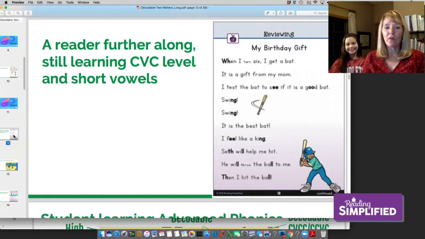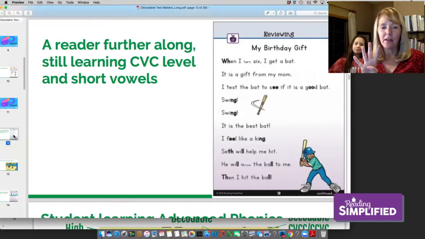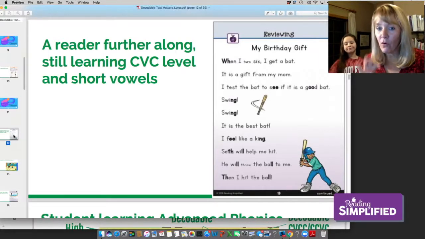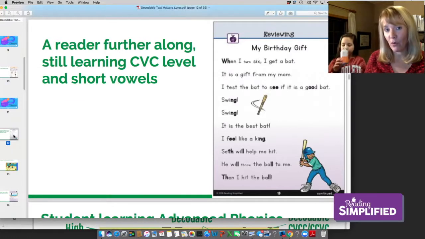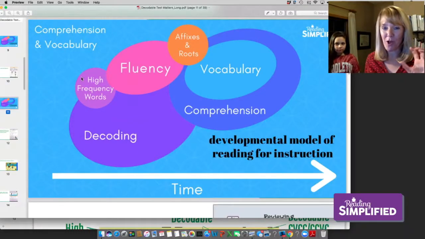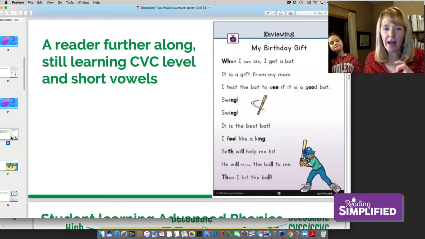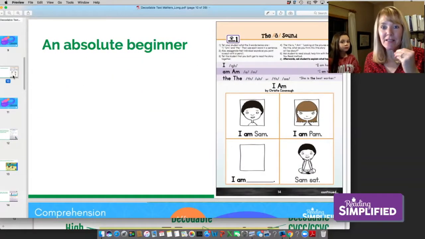Okay, thank you. So we've got bat and mom and if and 6. Those are all 3 sound words. We only have a few 4 sound words like gift and best. So those are mostly decodable, but then we also have some high frequency words in there. And so that lines up with that purple smaller bubble. The student is learning when and I and is and from. So it's still got a lot of features of a decodable text, but it's not as simple as this.